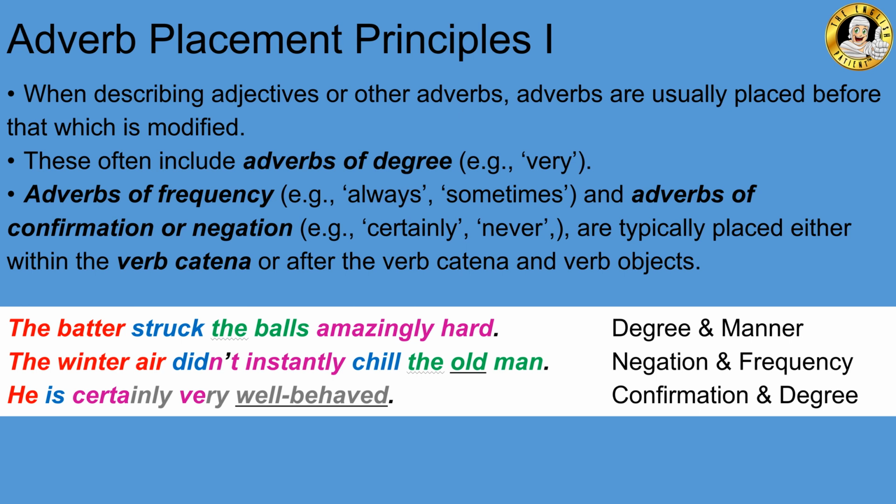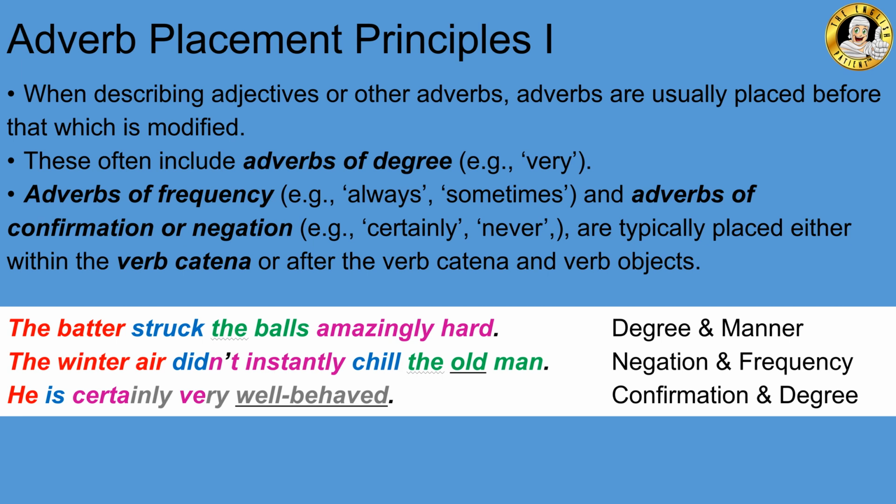Now, these are typically placed either within the verb structure itself, the verb string called the verb catena, or after the verb catena and the objects of the verb. So let's take a look at some examples.